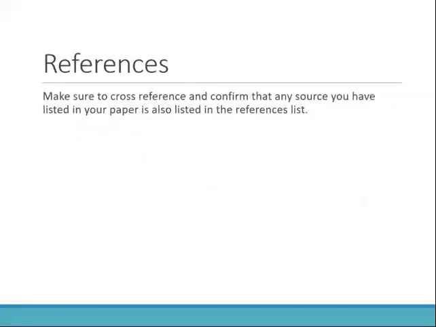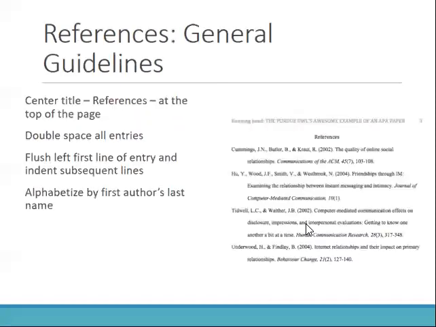Okay. We already talked about the references list, but I'm just going to briefly review it. Again, when you are done with your paper, you want to cross-reference your references list and confirm that it includes any source that you have cited in the paper and doesn't include sources that have not been cited in the text. So the references list is only sources that have been cited in the text. And again, we already saw examples of this.